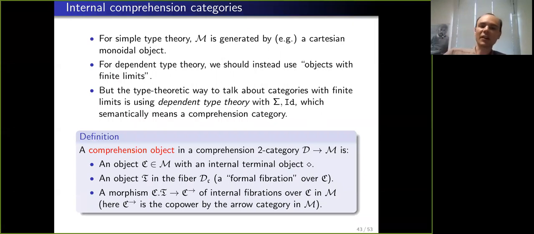So moving on with our categorification, in simple type theory, the mode two category is generated by Cartesian monoidal objects. Now our comprehension two category is going to be generated by comprehension objects.